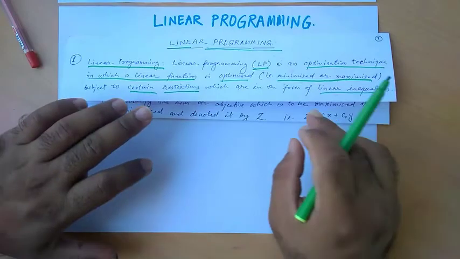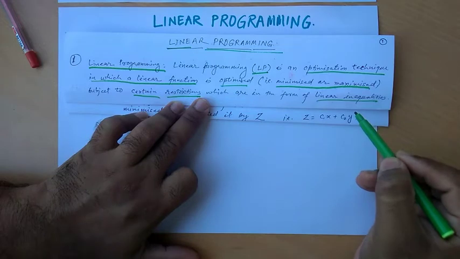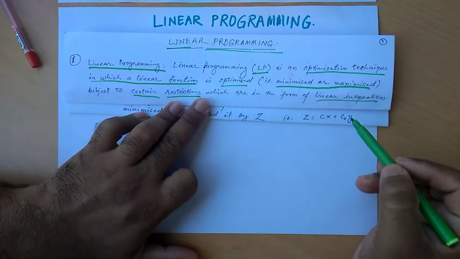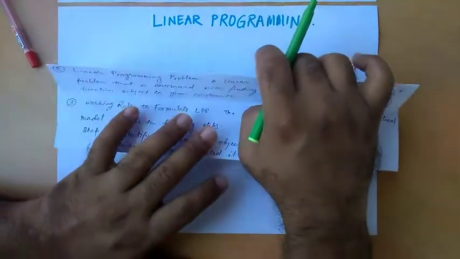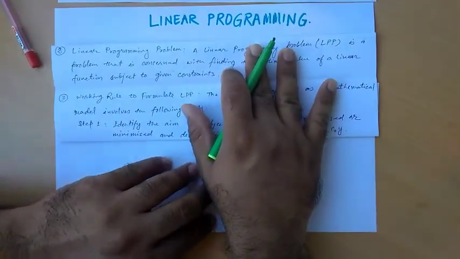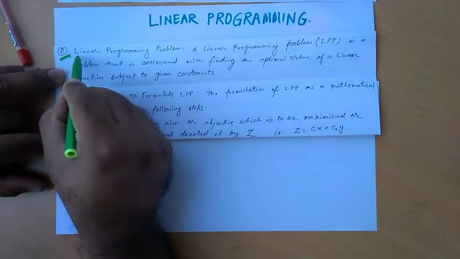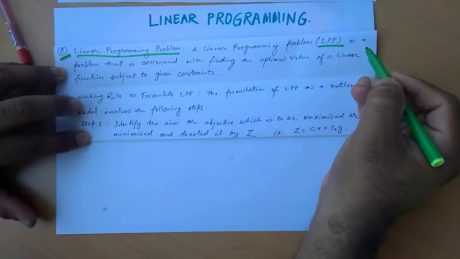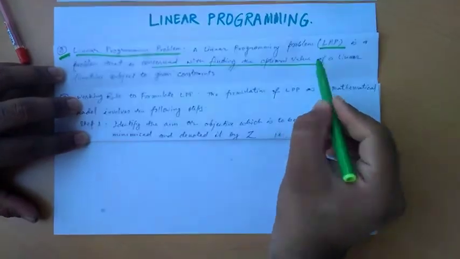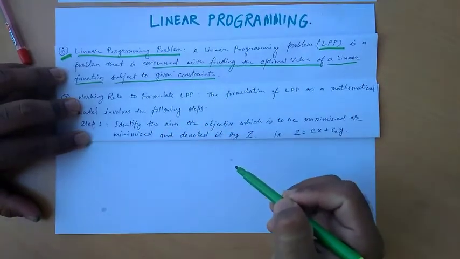So you have been given in the question linear inequalities or equations, and in that you will have certain restrictions also, and that is known as linear programming. So why you need linear programming, we'll see more in point number 2. A linear programming problem, also known as LPP, is a problem concerned with finding the optimal value of a linear function subject to given constraints.